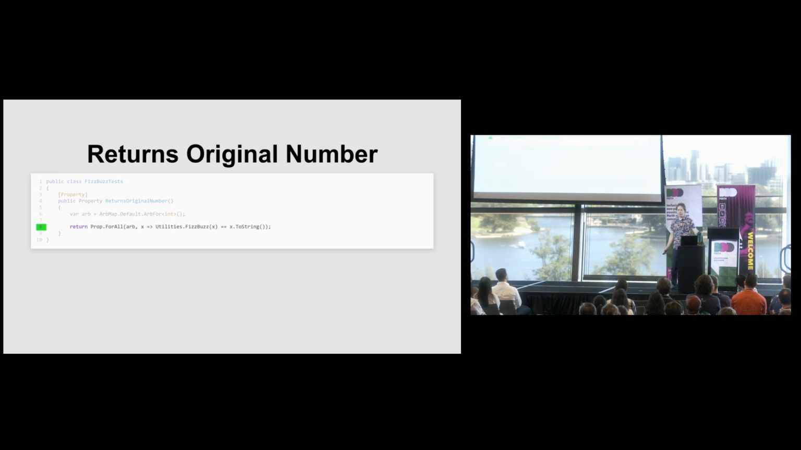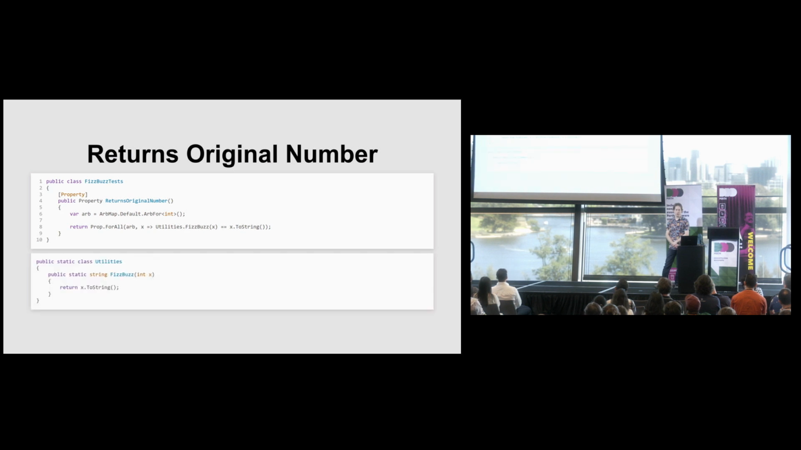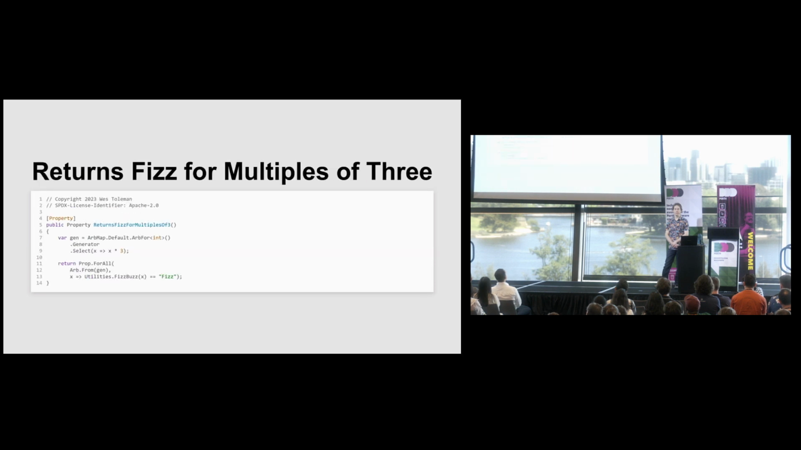Our testable here is a simple lambda that takes an int x, calls FizzBuzz with it, and returns whether the result of that calculation is equal to the result of x to string. The FizzBuzz implementation for this requirement is pretty simple. We just call toString on the input. Now that we have a test, we're ready to move on to our second property.